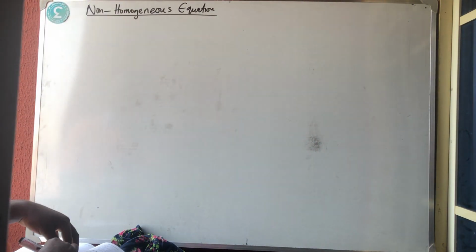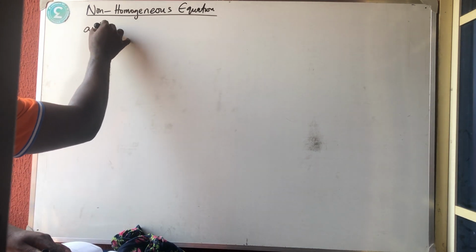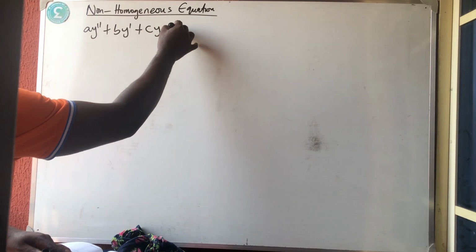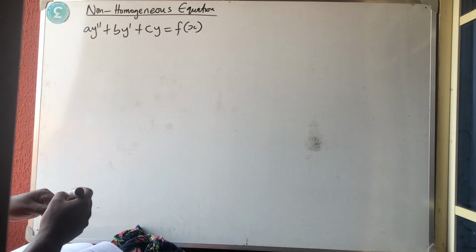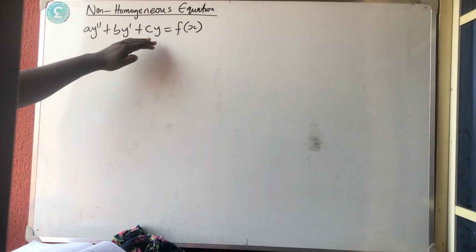All right. So let's talk about a non-homogeneous differential equation. A non-homogeneous differential equation is when we have y prime prime plus b y prime plus c y equal to a function of x. Okay, it must be a function of x.